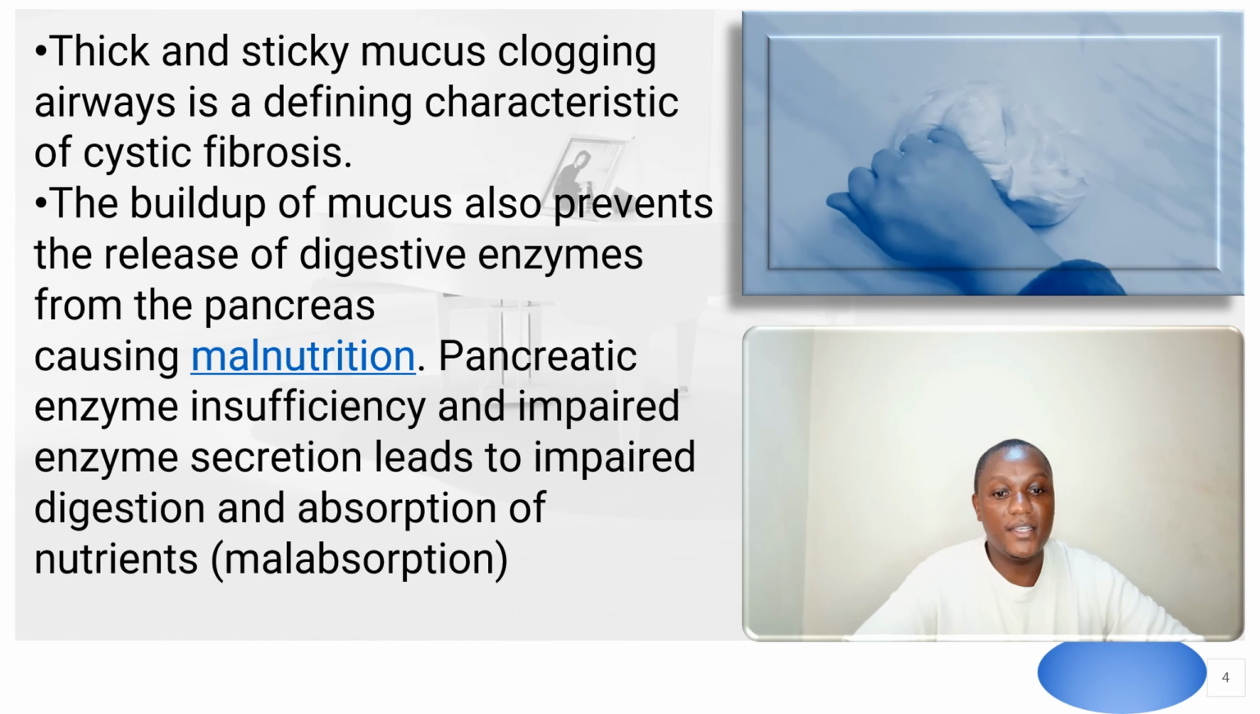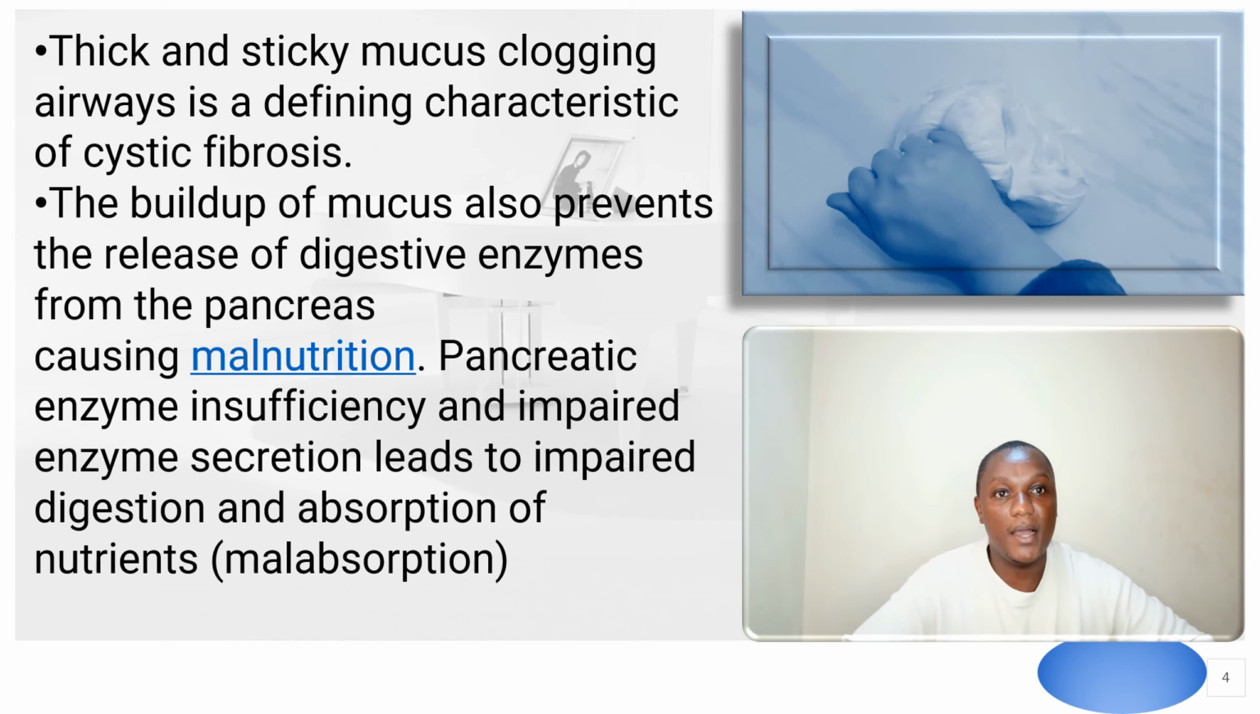The thick and sticky mucus clogging the airways is a defining characteristic of cystic fibrosis. It's the hallmark sign. The buildup of mucus also prevents the release of the digestive enzymes from the pancreas. We have digestive enzymes such as protease and amylase, and pancreatic enzyme insufficiency and impaired enzyme secretion lead to impaired digestion and absorption of these nutrients.